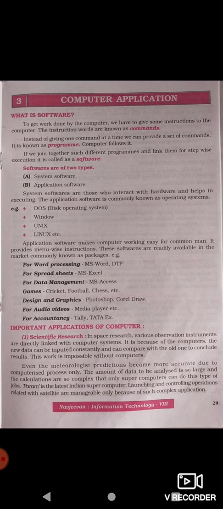So the definition or the explanation is in 3 sets: commands, program and the execution. So software is a program which is made up of commands. And now what are commands? These are a set of instructions given to the computer in the form of words. Now the set of commands is known as a program. And if we join together such different programs and link them for stepwise execution, it becomes a software.